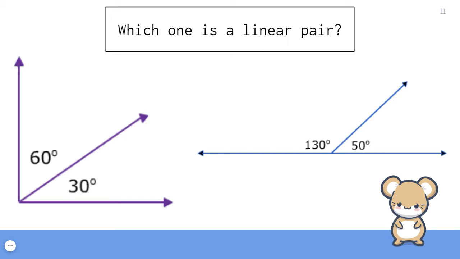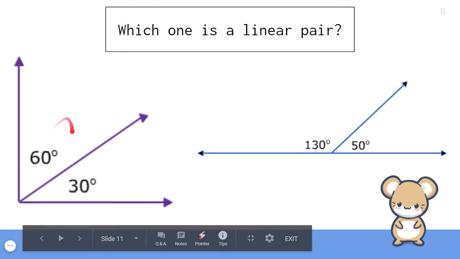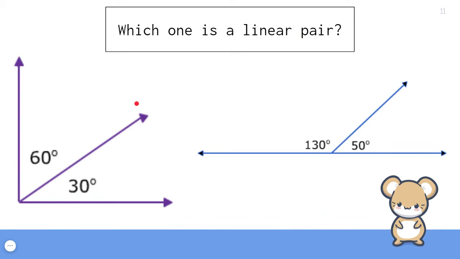I know that a linear pair is supposed to be adjacent. There's supposed to be a straight angle and also a supplementary angle. So let me look at the first diagram. My first step says it should be an adjacent angle. As I can see, I do have a common arm over here. I have a common vertex also. Yes, so this is an adjacent angle. So my first step is met.